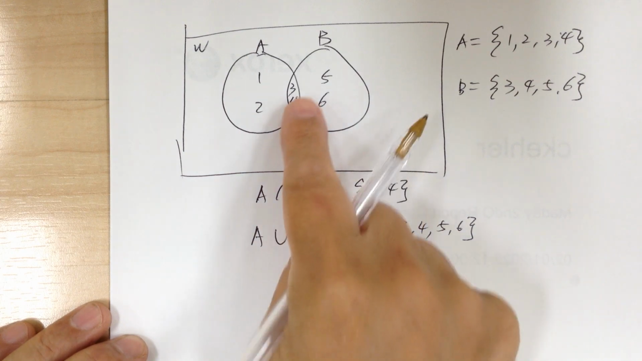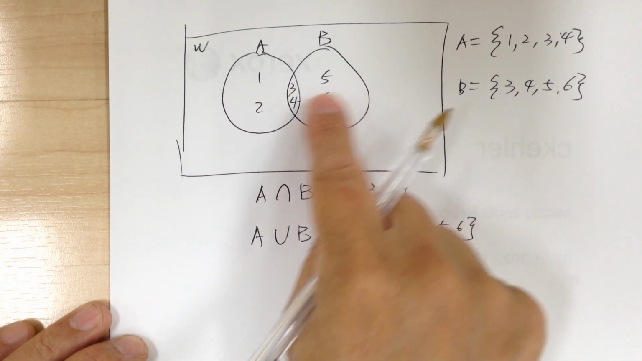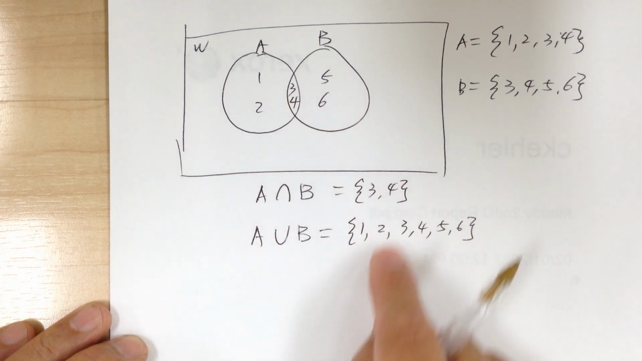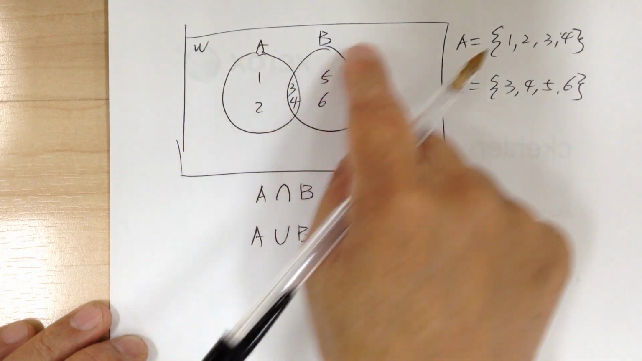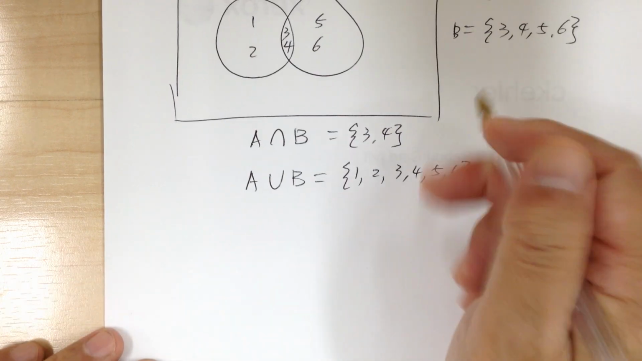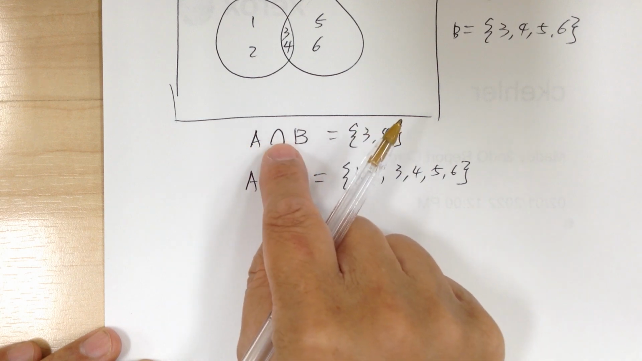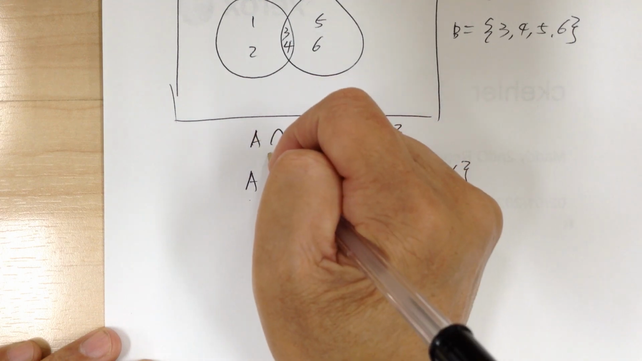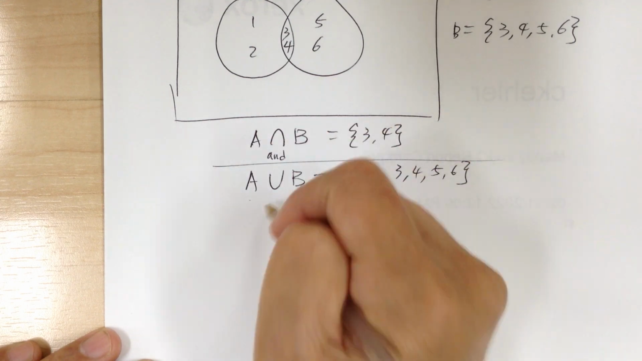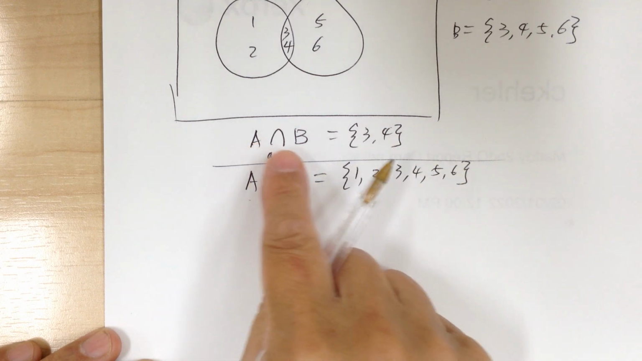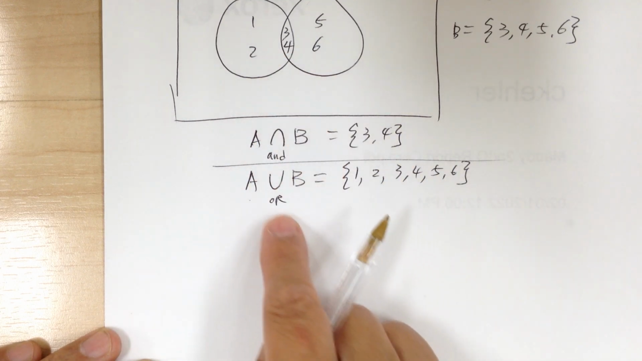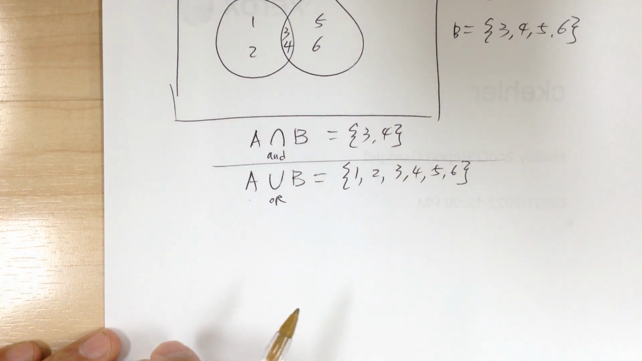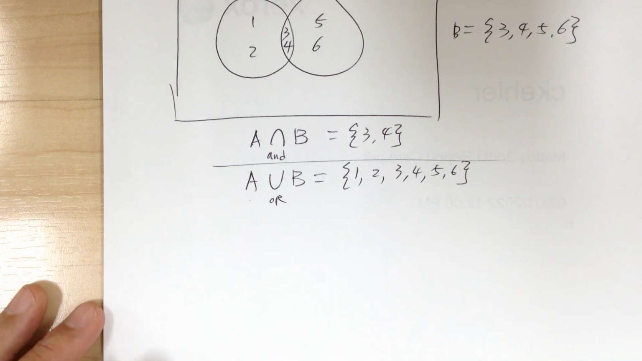Again, intersection is in both A and in B only. Intersection is the part that intersects, so it's 3 and 4. Union means everything, so everything that is in A or in B. Think of the intersection as "and" and think of the union as "or". So for the intersection, it has to be in A and also in B, and the answer would be 3 and 4. For the union, it can be in A or in B, so you got all these.